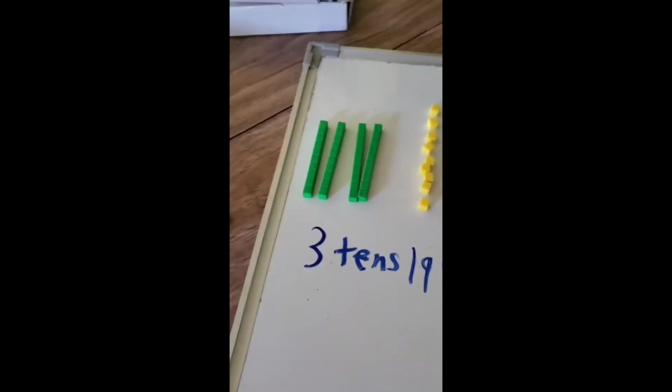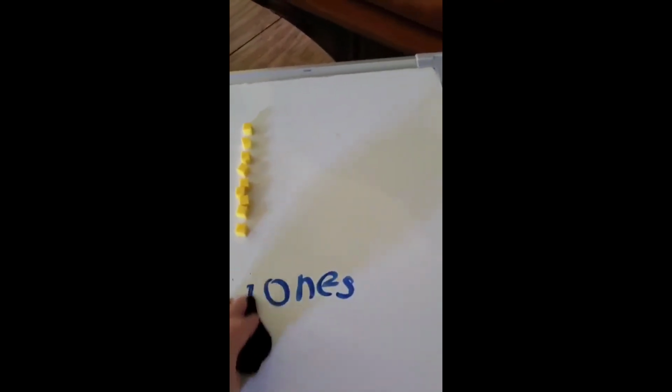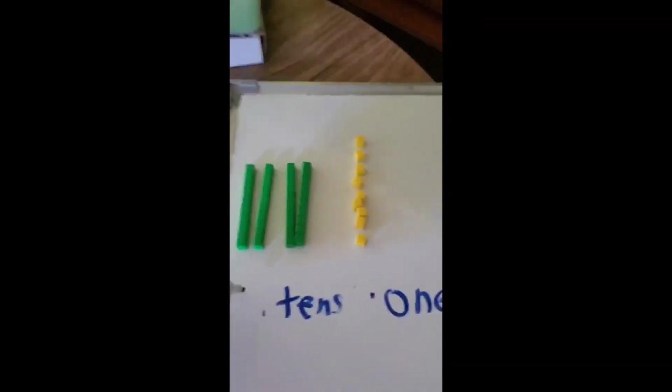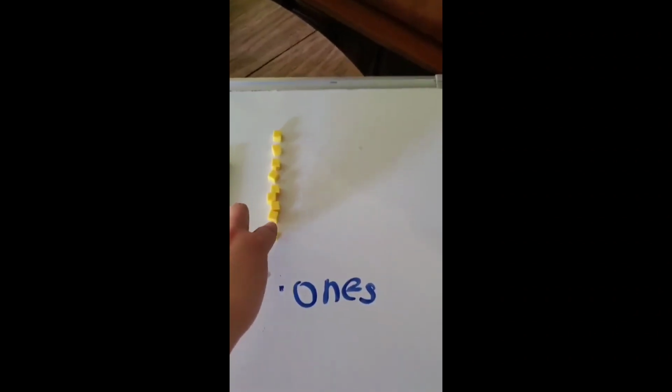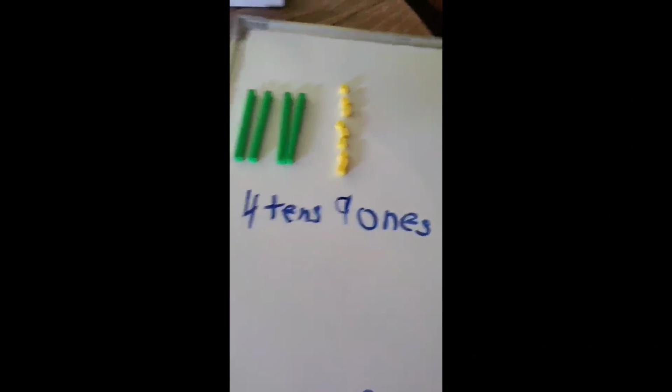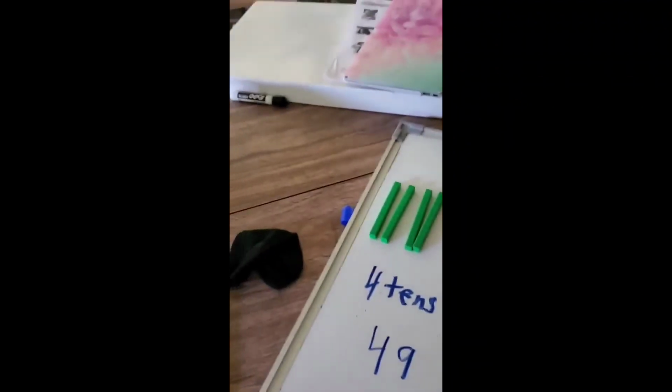Okay, so now let's count. How many 10s do I have? All right, I have 4 10s. And how many 1s do I have? Let's count. 1, 2, 3, 4, 5, 6, 7, 8, 9. 9 1s. So what's the answer? 49. You guys are so awesome. So that's how you regroup, okay? So now we're going to move on to the next part of our lesson, all right?